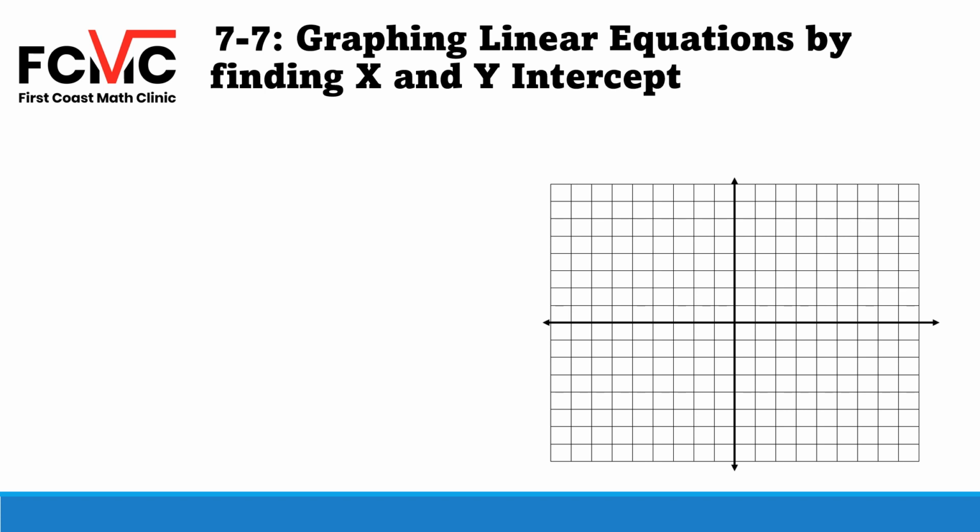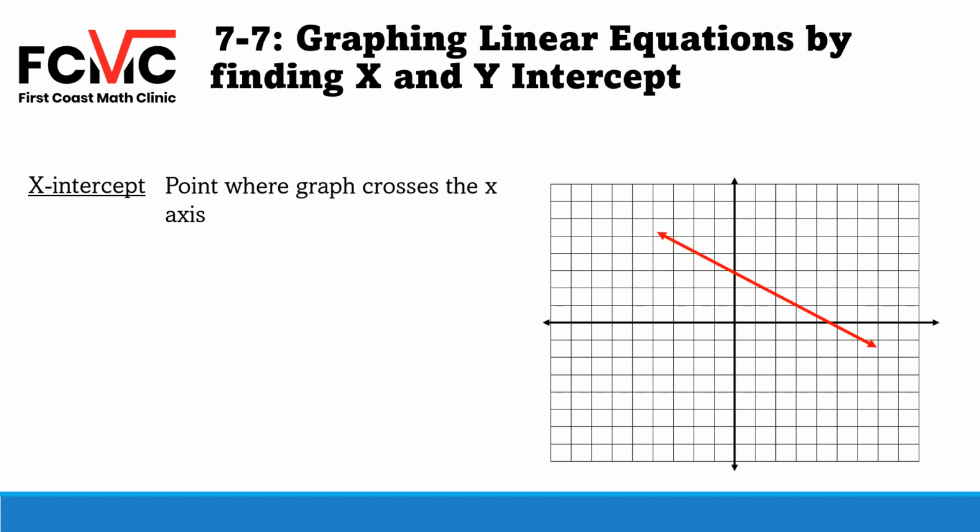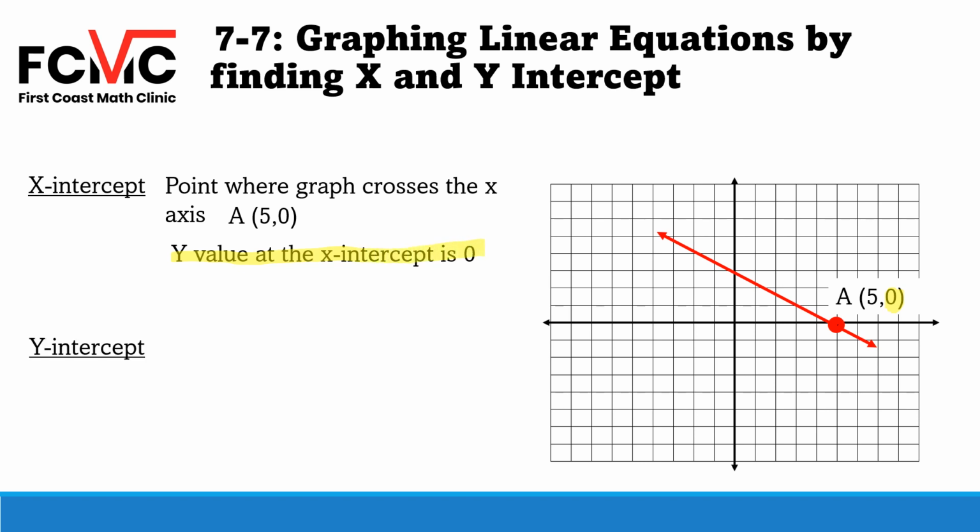All right, so what are our x and y intercepts? So we've got our graph here. Our x-intercept is the point where the graph crosses the x-axis. So we've got our point here. We'll call that point A, and that point is (5, 0). And we notice for point A, (5, 0), what's our y value? The y value for that x-intercept is going to be 0. This is an important piece of information: the y value at the x-intercept is going to be 0.